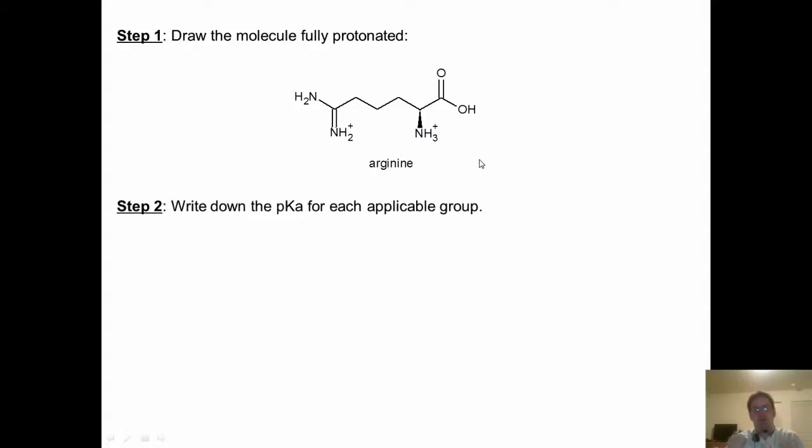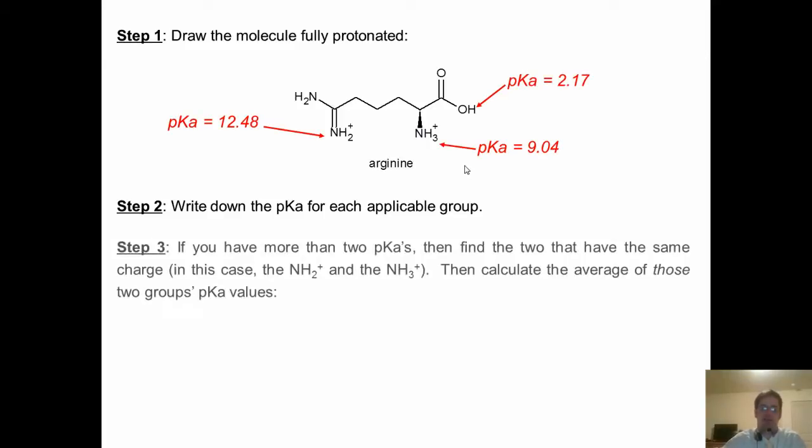Step 2: Write down the pKa for each applicable group. What are those pKa's for this molecule? They are these. Step 3: If you have more than 2 pKa's, and we do in this case, then find the 2 that have the same charge. I'm going to pause here for a minute and look at that.